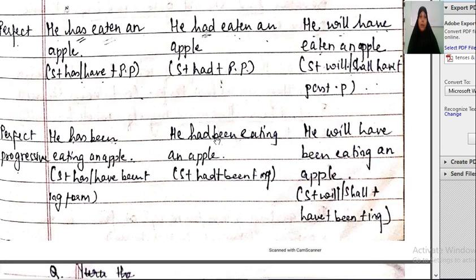Next, past perfect progressive tense. It shows an action that began before a certain point in the past and continued up to that time. Like he had been eating an apple. See here, the structure of the sentence will be subject, that is he had been, because it is past tense. In the present we used has or have been because it was present tense. Now this one is past, so we will use had. He had been eating an apple. Plus the ing form of the verb. That you have to keep in mind.